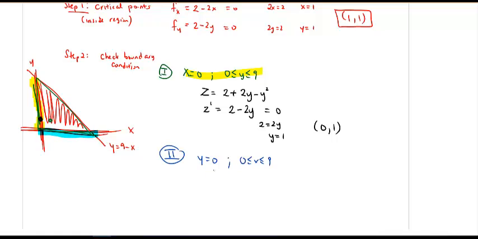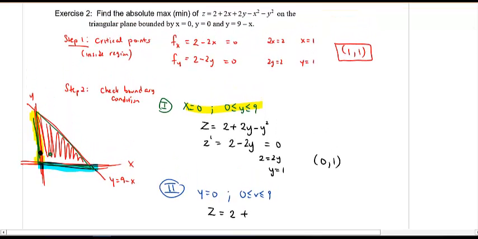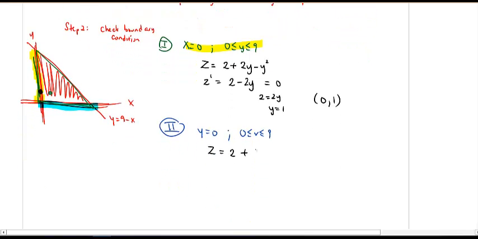We will then make the substitution into our equation. Z equals 2 plus, what is it now? 2x minus x squared. We'll do z prime again, and this time in terms of x. We will find when we set it equal to 0 that x equals 1, and that means we have the coordinate (1, 0). So we actually have to test this point as well, (1, 0).